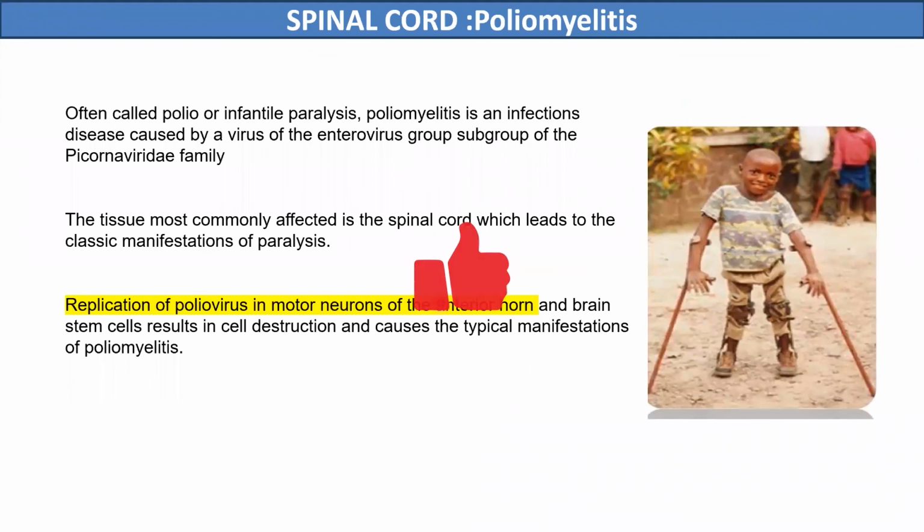Now, poliomyelitis is a disease caused by a virus of the enterovirus group, and in this disease mostly the spinal cord is affected, leading on to paralysis in the patients, and these paralyses are mostly of the lower motor neuron type. And the replication of poliovirus occurs in the motor neurons of the anterior horn. So there is destruction of the motor neurons in this disease.